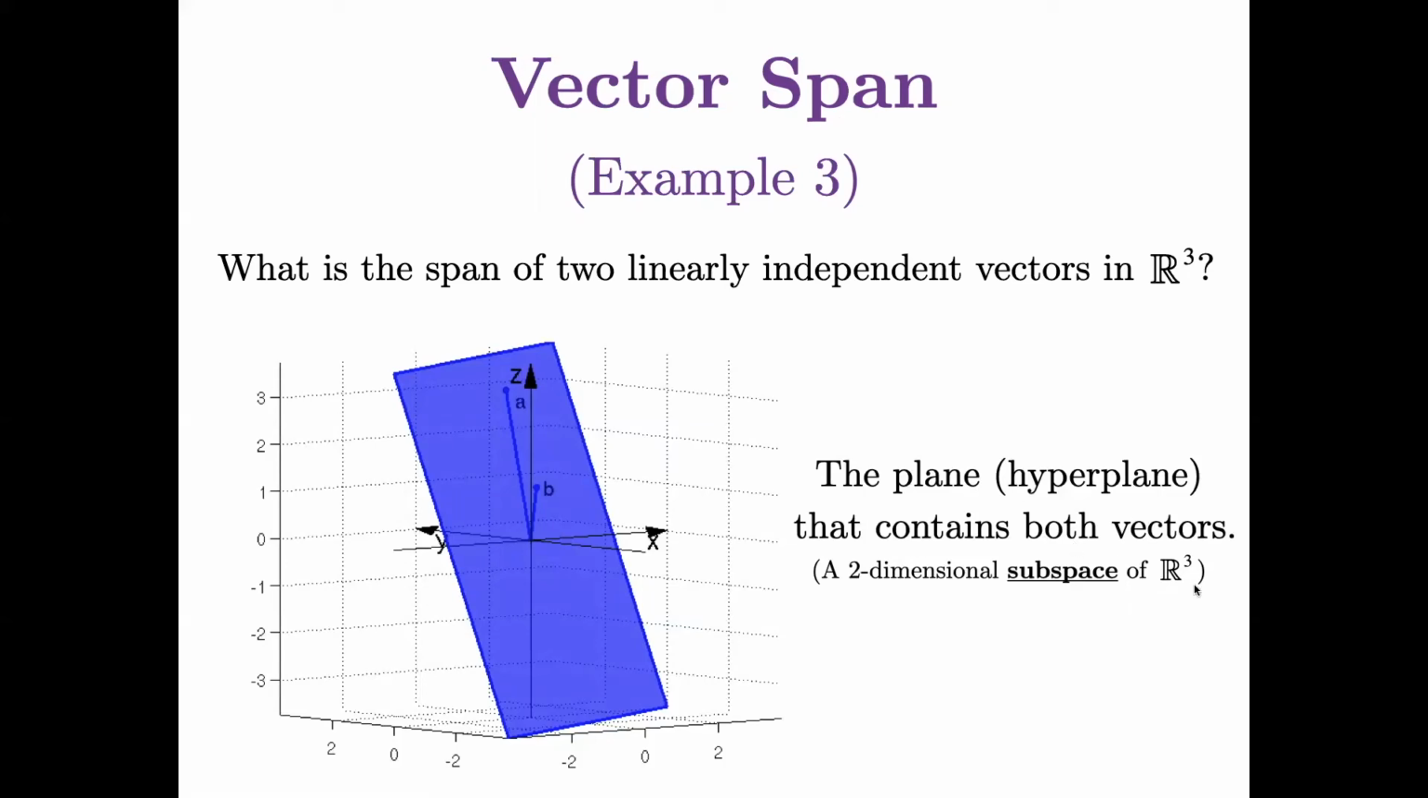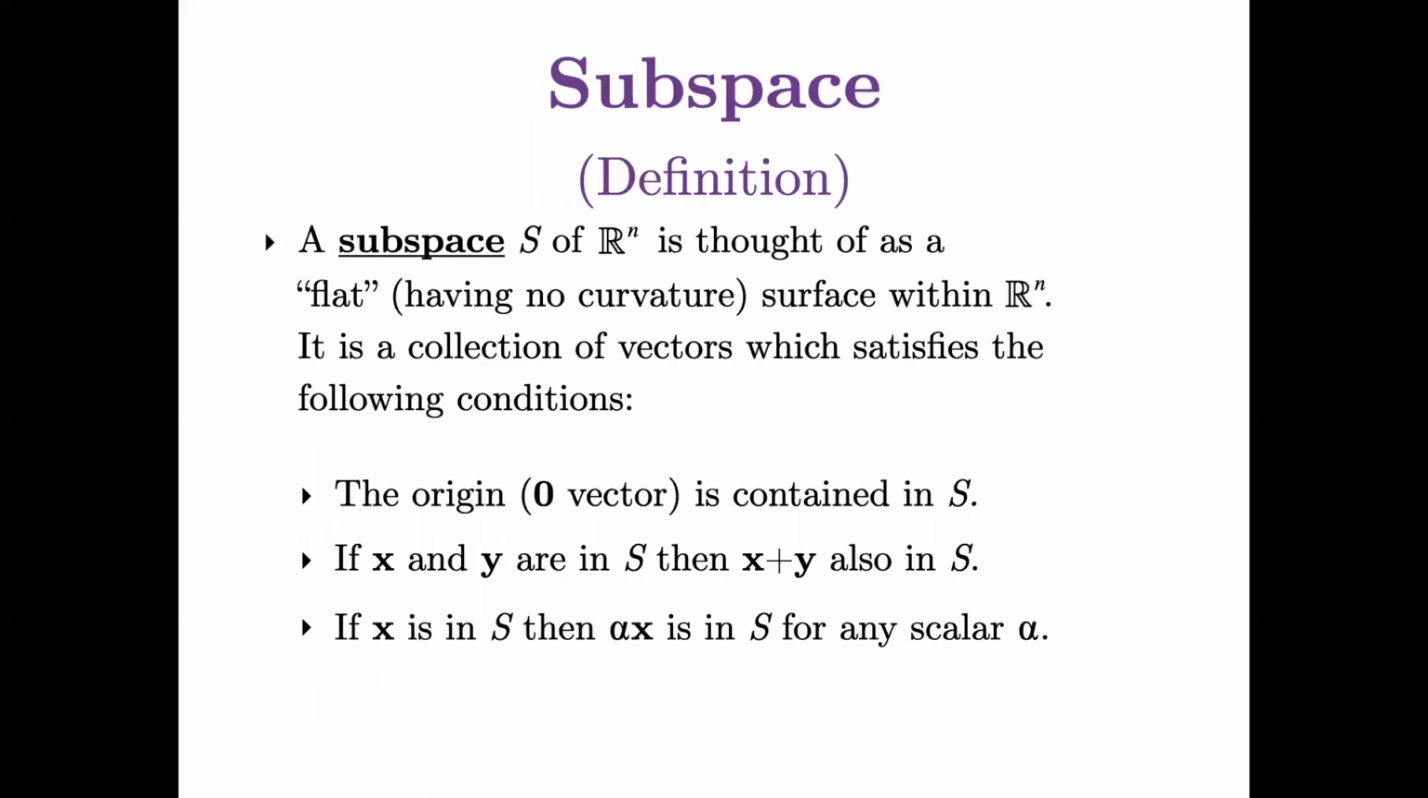Now, we'll do some of these definitions here. The first, we will formally define subspace, even though it's not common for us to use this definition. If we're going to talk about subspaces, we ought to have the definition. A subspace of Rn is thought of as a flat, meaning it has no curvature, surface within that space. So it's a collection of vectors which satisfies the following conditions. First of all, the origin must be contained in the subspace. Next, if x and y are in the space, then x plus y must also be in the space. And if x is in the space, then any scalar multiple of x must also be in the space.